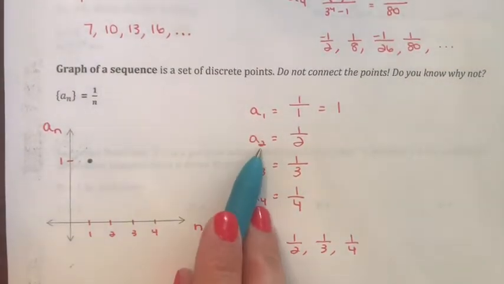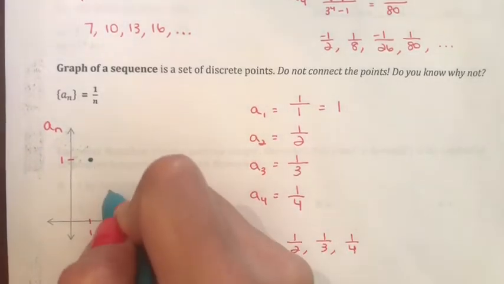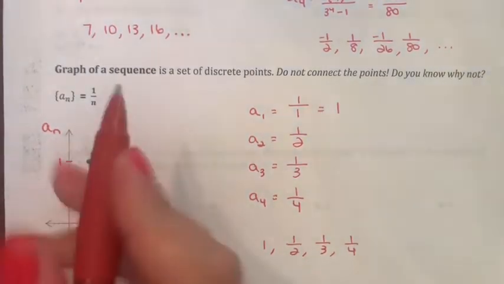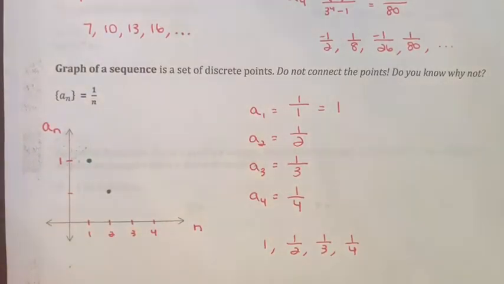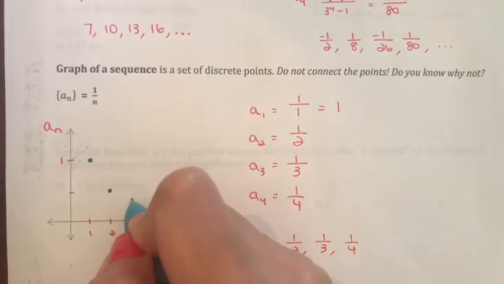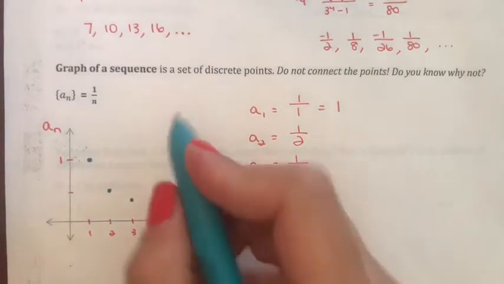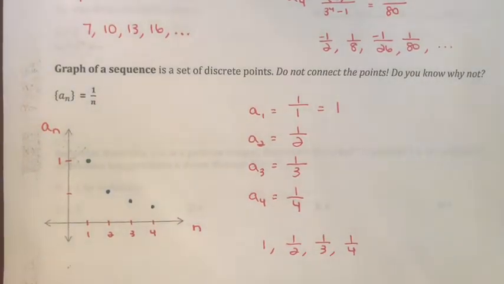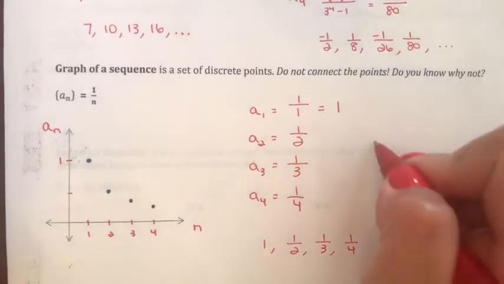When n was 2, I got a value of 1/2, so that's halfway up. Okay, if you want to mark that, you can. When n was 3, I was 1/3 of the way. And when n was 4, I was 1/4 of the way. Okay, now it's important to not connect the points.